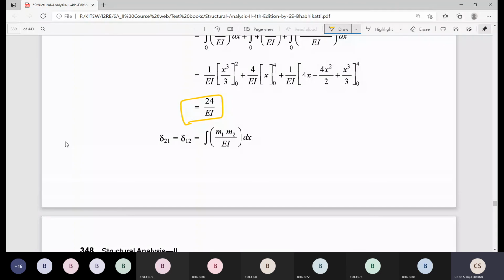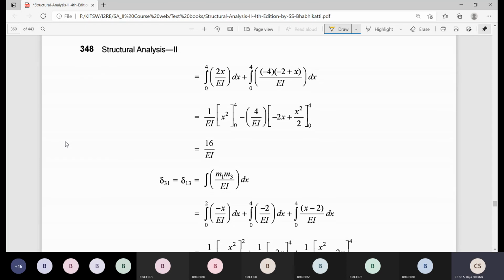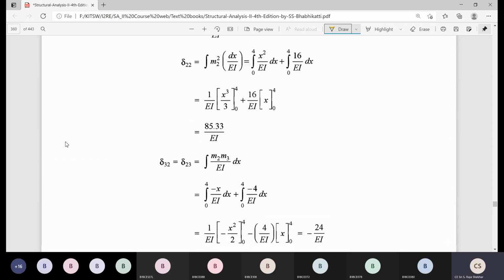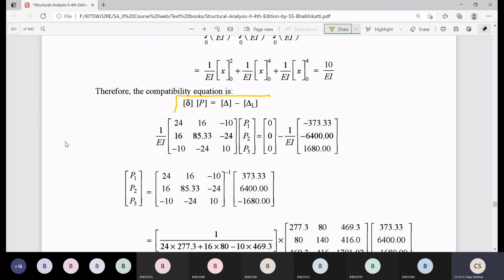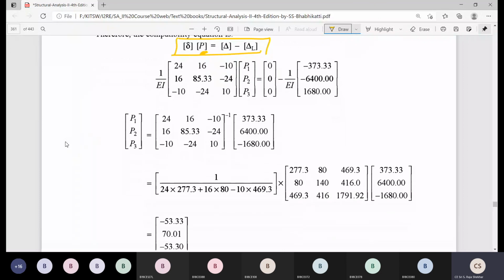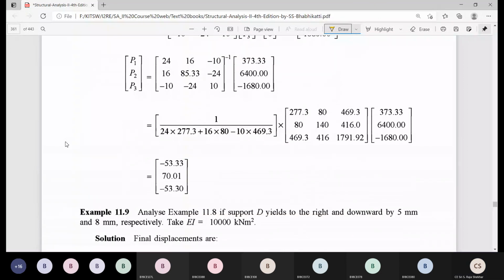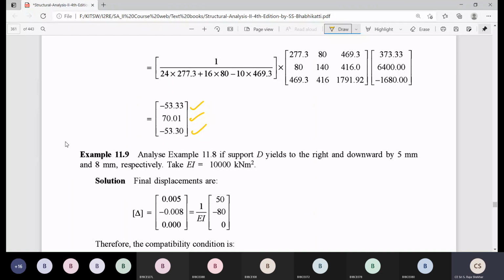Delta 2 1 or delta 1 2 will be equal to the integration of small m1 small m2 divided by EI into dx. Integrate it and calculate. After getting all these values, finally we need to substitute in this formula: delta into P equals delta minus delta L. From this formula you will calculate the redundant forces: this is the horizontal force, this is the vertical force, this is the moment reaction.